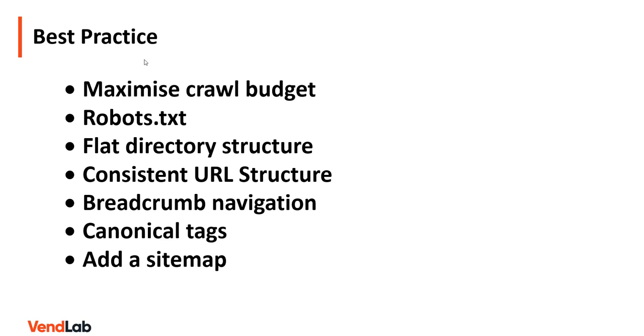First is by setting a robots.txt file. Secondly is adding a canonical tag. And third is by setting Google Search Console parameters.